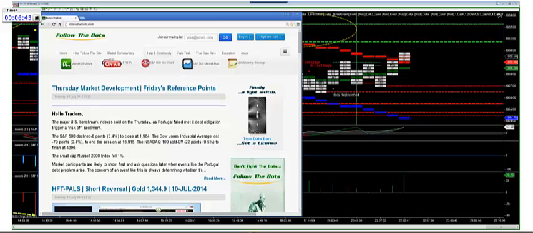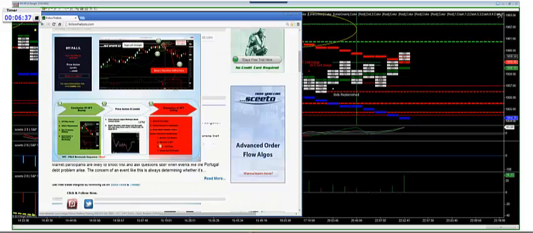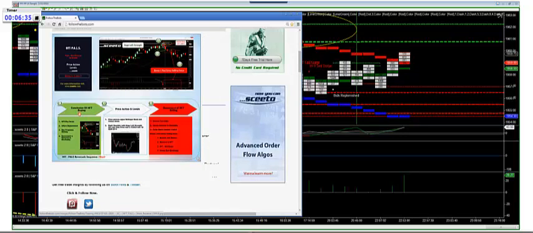But basically, all reversals have 3 stages. For a short reversal, you'll have conclusion of HFT buying. Then you'll have some sort of price action at a certain or known level. And then you'll have the dominance of HFT selling.